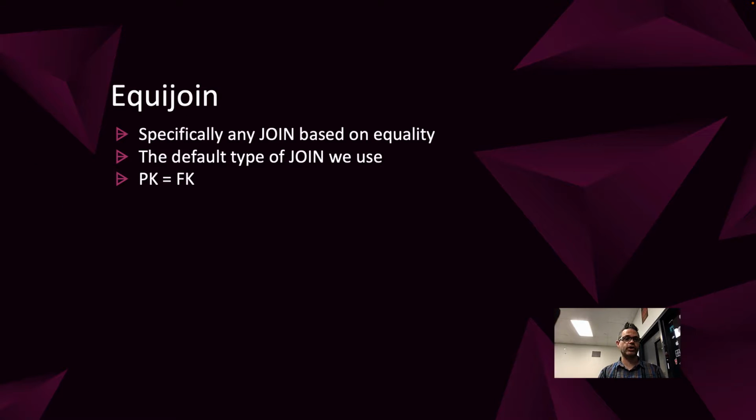We are specifically working with Equijoin. That's just a fancy way of saying we're making a join based on equality. I know. But it's the default join we're using for all of our work, and it's where we check to see if the PK, the primary key, is the same as the foreign key of the other table. So making sure PK equals FK. And again, remember that the order of that doesn't matter. PK equals FK is the same as FK equals PK. It works just like math.